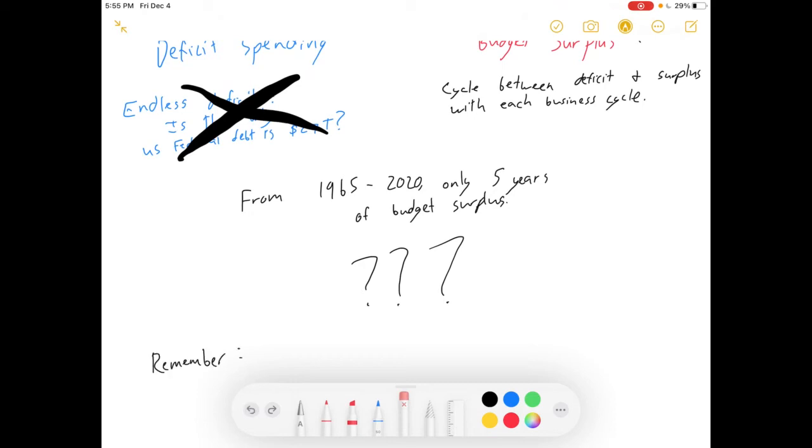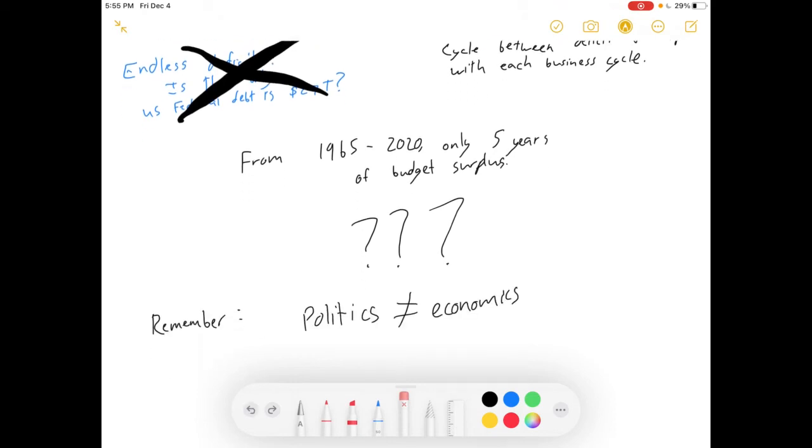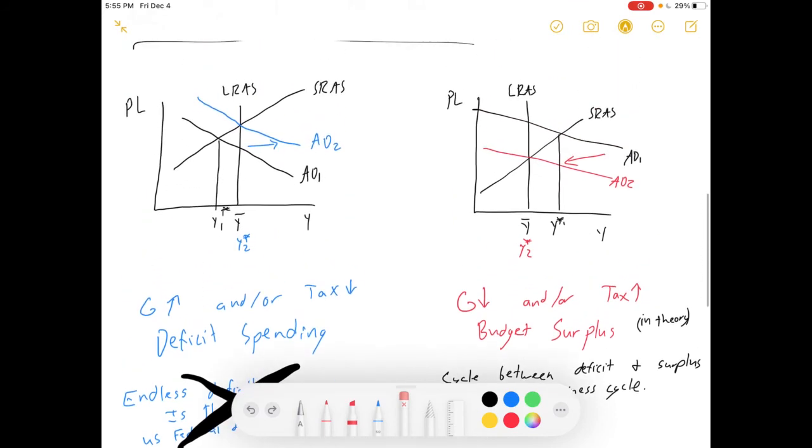Is it just wrong? Not necessarily. You just need to remember that politics is not economics. A politician has more goals in mind than just short-term economic stabilization. Among those goals could be all kinds of other things, not the least of which is their re-election prospects. During an economic boom, like up here on the right, actively trying to decrease the economy and put a few people out of work is not very popular.